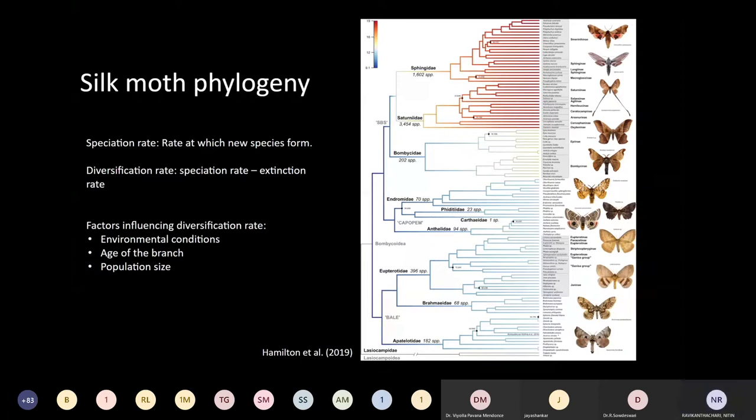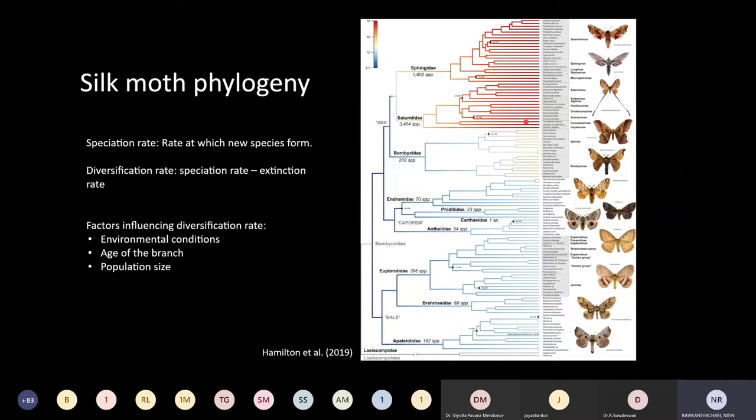And the second thing which influences this is the age of the branch. For example, if you see this phylogeny here, whatever horizontal line you see is a branch, and you see some branches are short, some branches are long. Longer branches mean they evolved a lot earlier in time. That means they have been there for a longer time. So when you have an older branch, you have more chances of accumulating species over a period of time. Older branches usually have higher species richness in them.